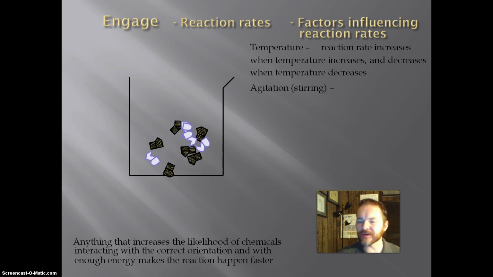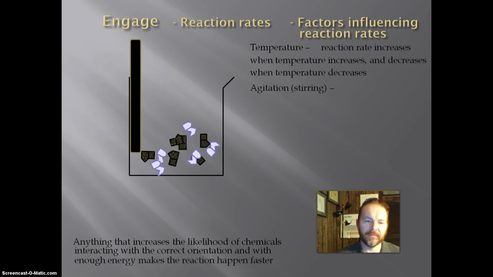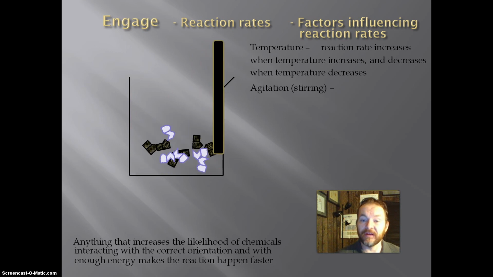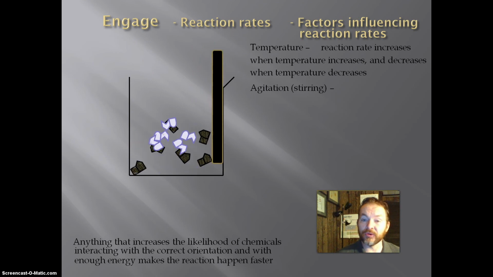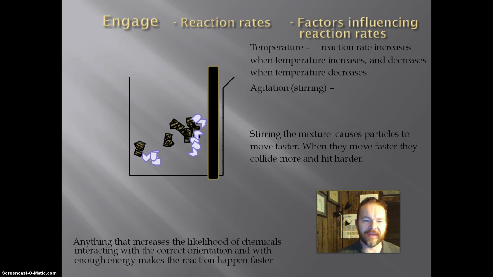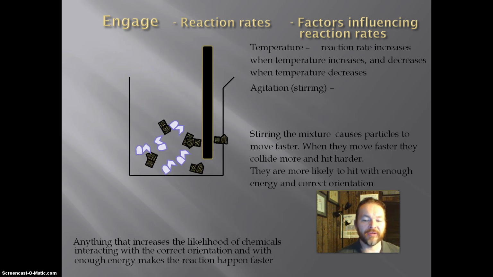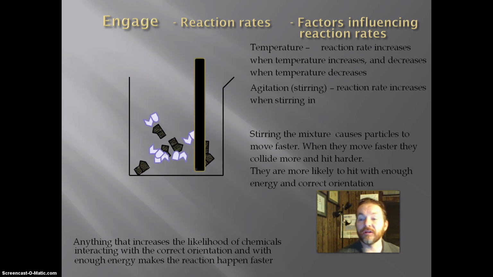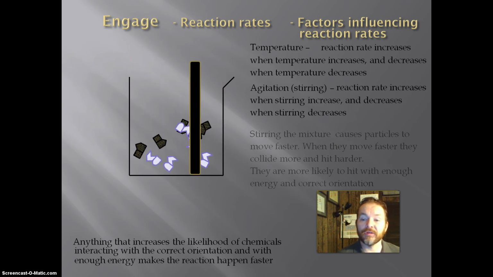Another factor is agitation, or stirring. When we stir something, we are artificially speeding up how much they're moving. So stirring has the same impact as a temperature change, only we're doing it by moving the particles themselves instead of having everything move faster. So when you stir a mixture, they move faster, they collide more and hit harder, so they're more likely to hit with enough energy and correct orientation. So for agitation also, the reaction rate increases when stirring increases and decreases when stirring decreases.